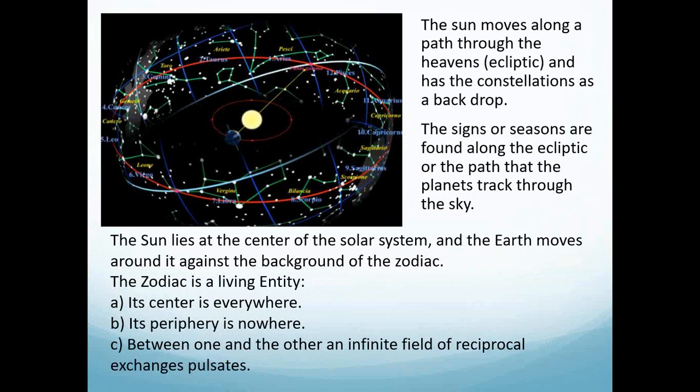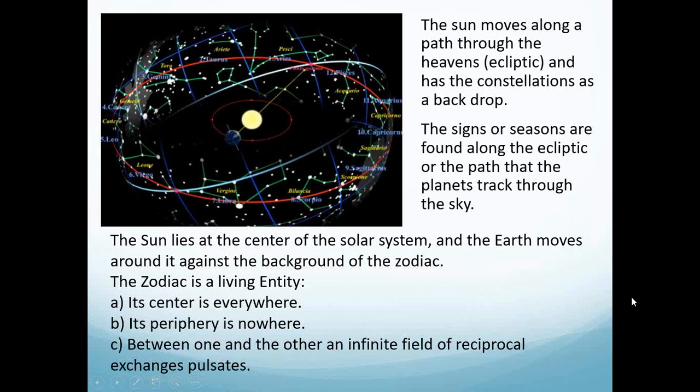See some more pictures to give us an idea of what we're looking at. So this is a little repetitive here. The sun moves along a path through the heavens called the ecliptic and has the constellations as a backdrop. The signs or seasons are found along the ecliptic or the path that the planets track through the sky. So the sun lies at the center of the solar system, and there is a picture there of the Earth, which, as you can see, orbits around the sun. The Earth moves around it against the backdrop of the zodiac.